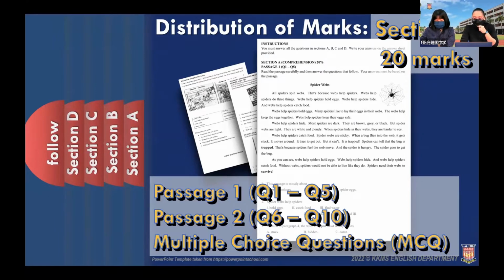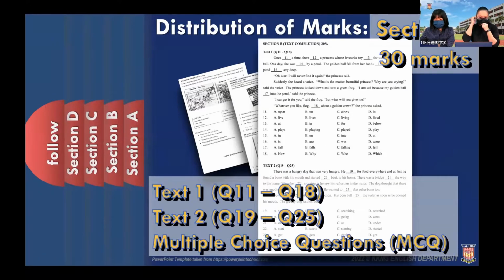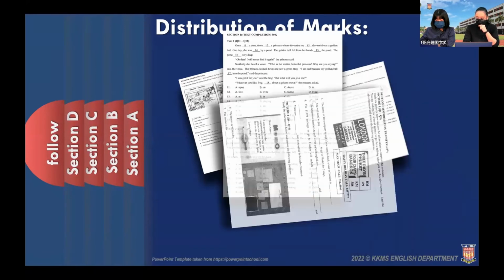Now, we have comprehension. It's all objective questions. You have choices. Carry on, Teacher Reen. The next slide, please. The next slide will be Section B. This is text completion. In other words, it's fill in the blanks. Fill in the blanks is also given to you in multiple choice questions, A, B, C. Please move on to the next slide.